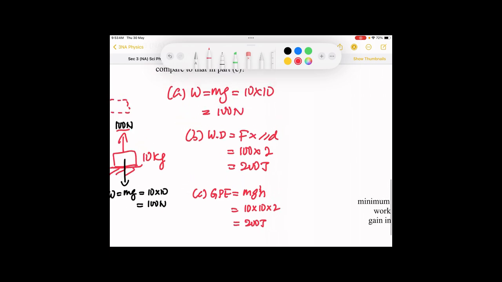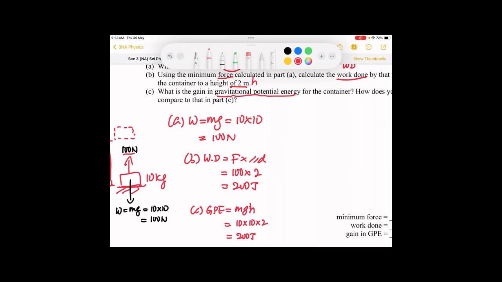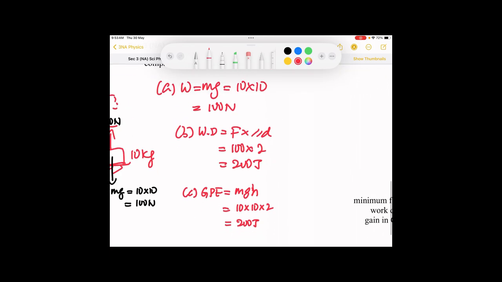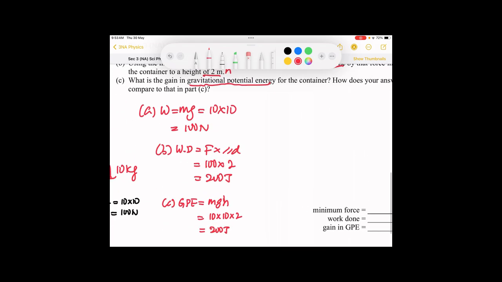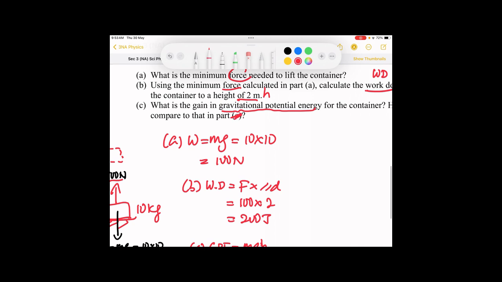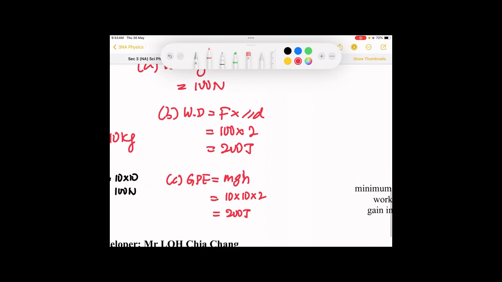Now, here comes the interesting part. Why did I say that work done carries the same unit as energy? We need to compare our answer for part C to part B over here. So essentially, we are comparing these two numbers here, this 200 and the 200. You notice that they are the same number.